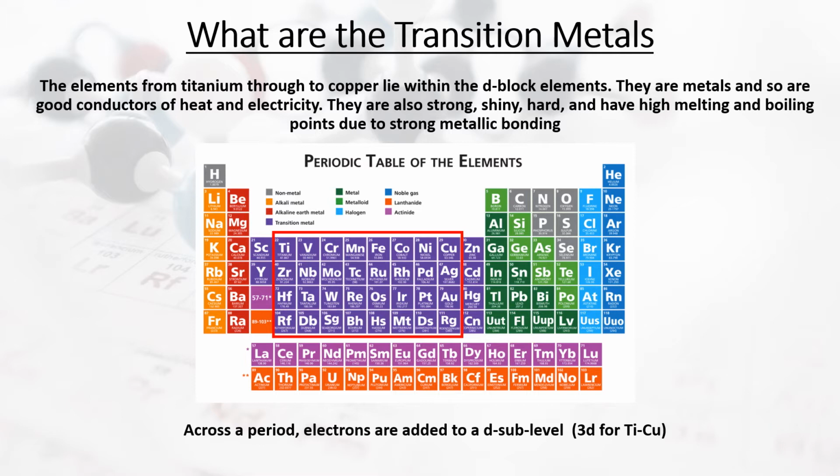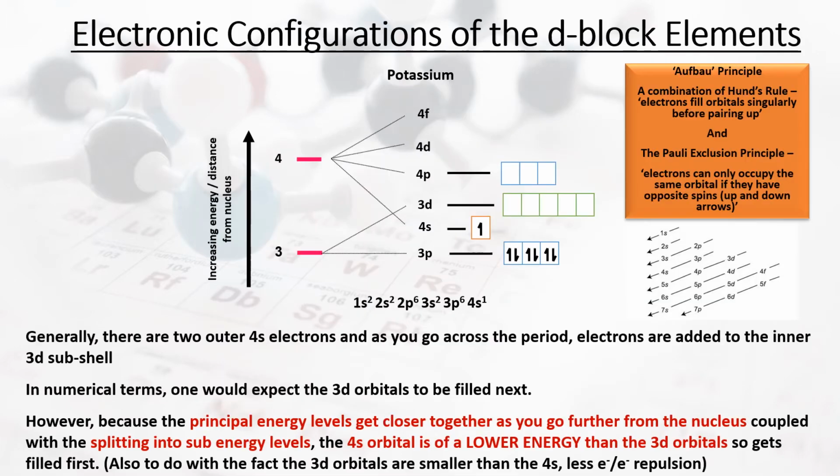And we know that as we go across a period, we add electrons into a d sub-level. So if we're talking about these d elements here from titanium through to copper, we're adding them into the 3d sub-level. So it's easiest to think about filling up these electron configurations if we actually start from the start of our fourth period of the periodic table. So that's starting at potassium.